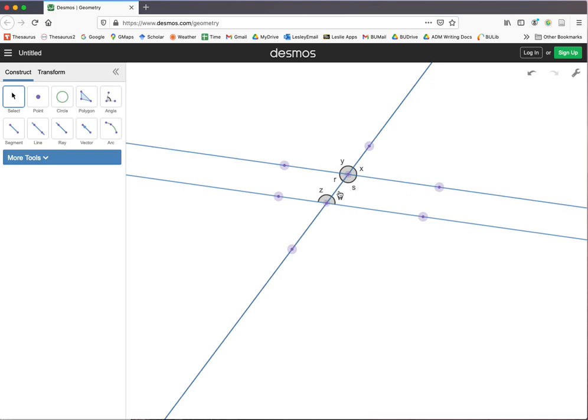See if the relationship between the measure of R and the measure of W is the same as the relationship between the measurement of S and the measurement of Z.